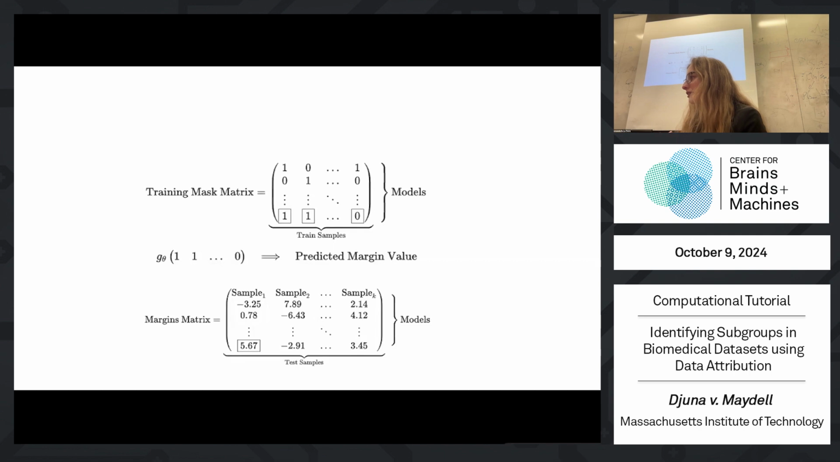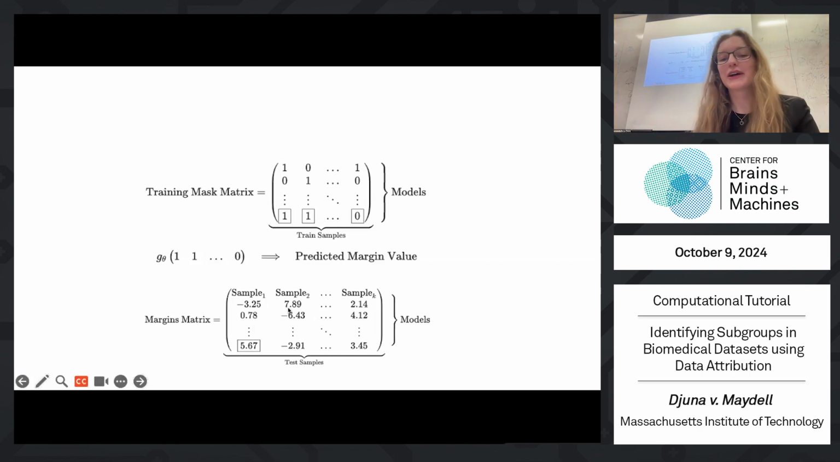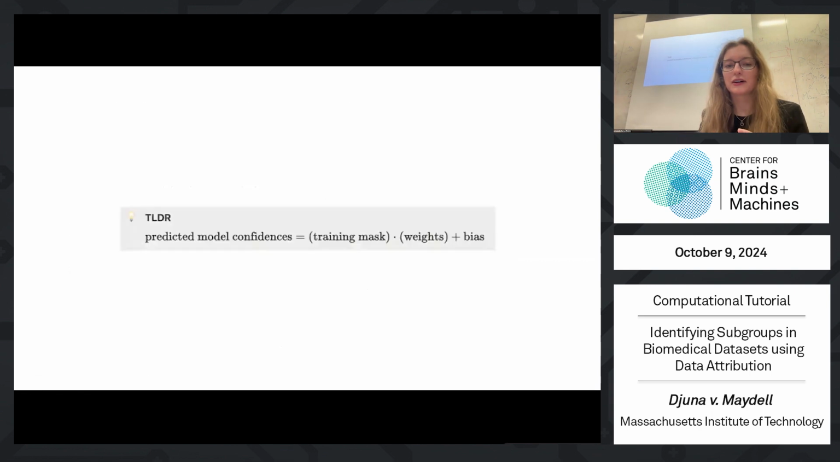Oh, I see. So the margin matrix is for one single sample. Yeah, I should have made that clear. So when you're fitting one model, you're taking one column of the margin matrix, and you could ignore all the other samples. You could just do this for one held out sample. And then you would try to predict the model confidences in that column from the training mask and the weights that you're learning. Yeah, so you fit that.